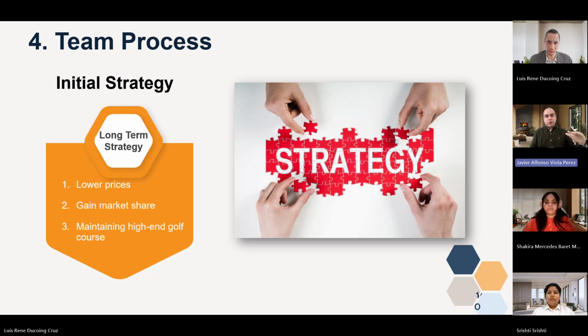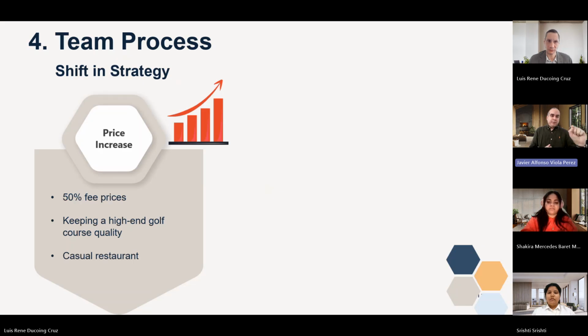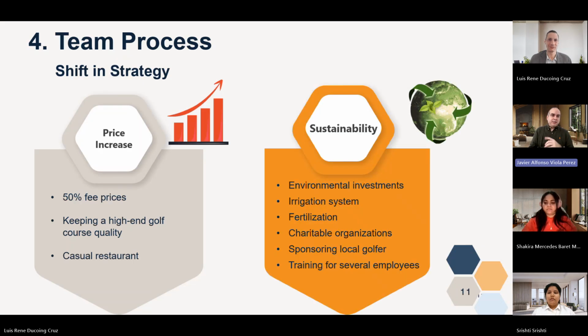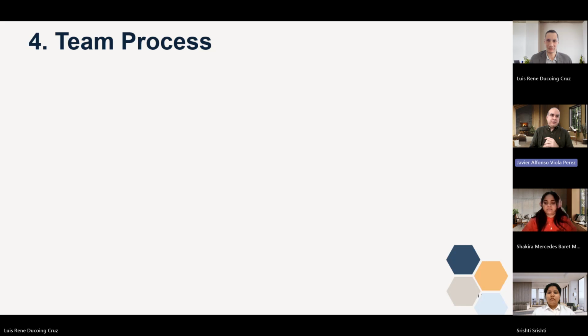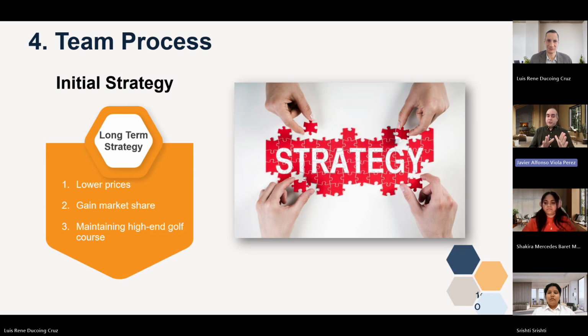favor. So we decided to change our strategy. Our strategy was lower prices, gain market, and maintain a high-end golf course because our golf course was so high-end. So we tried to gain market with lower prices, but this didn't work.